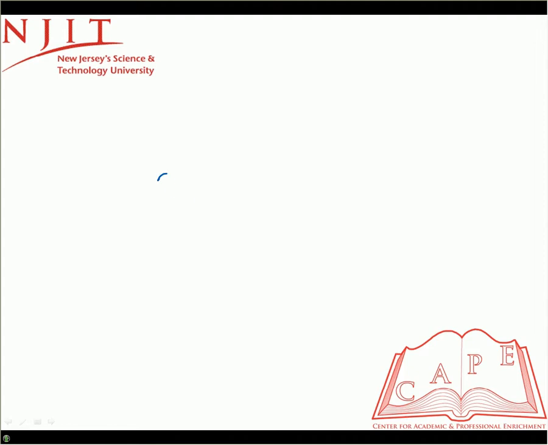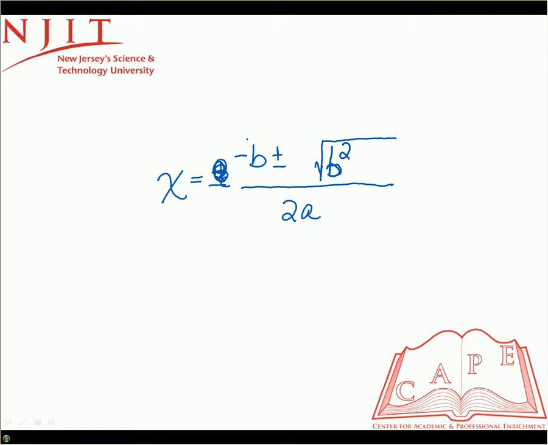our final answer is going to be x is equal to, and the whole thing is under 2a. And then just bring the numerator together. Minus b, plus or, oops, sorry, the plus or minus should be over here. Minus b plus or minus the square root of b squared minus 4ac. And there is the quadratic formula.